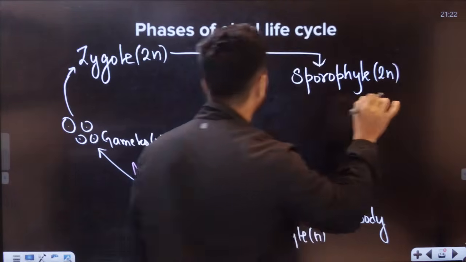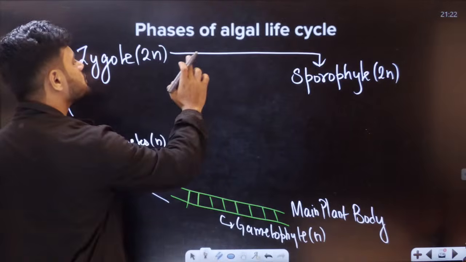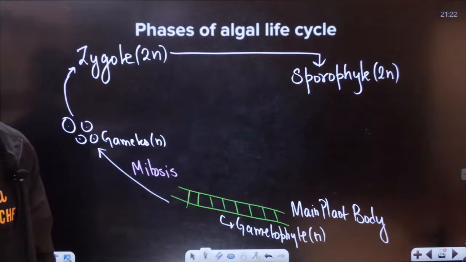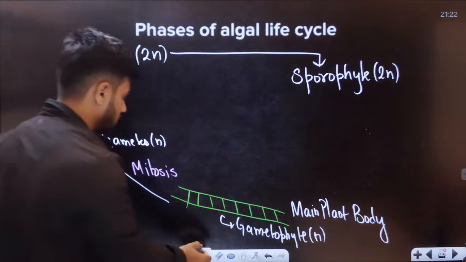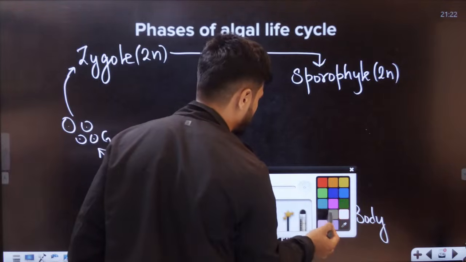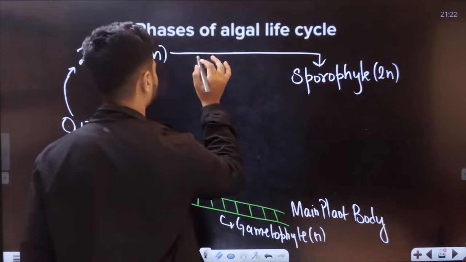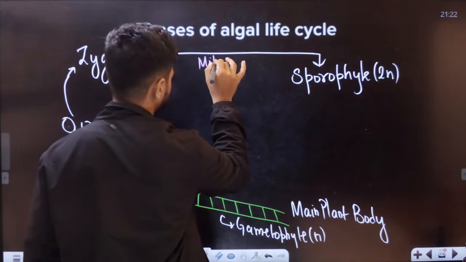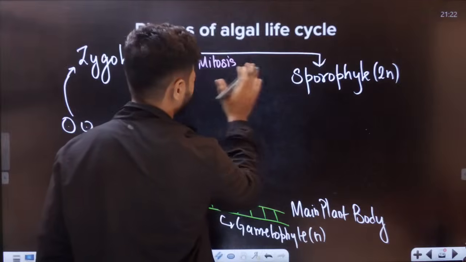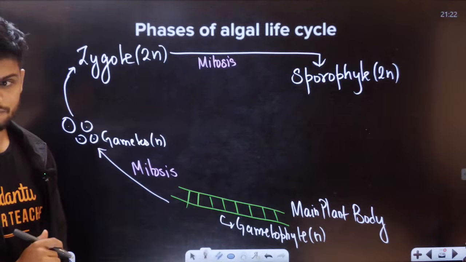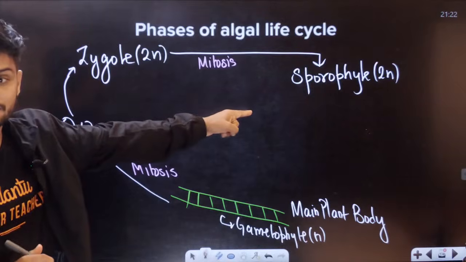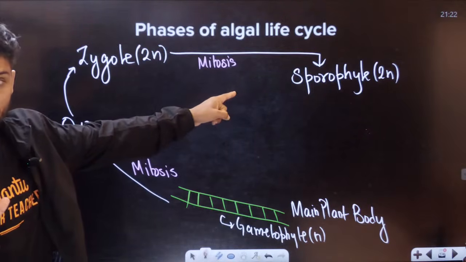Now, students, here do I write mitosis or meiosis again? Again mitosis. Equational division, not reduction. Because ploidy is maintained here, diploid to diploid only.